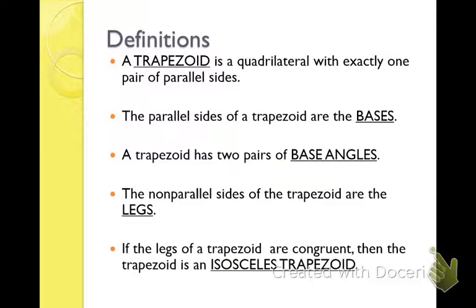So, definition: a trapezoid is a quadrilateral with exactly one pair of parallel sides. So if I put that on the board, I've got the parallel sides. That's a trapezoid. The parallel sides of the trapezoid are bases. So this is a base, and this is a base.